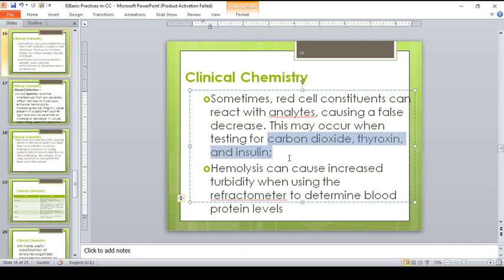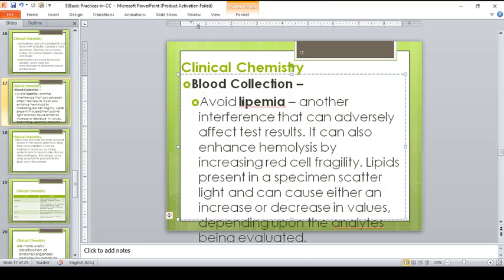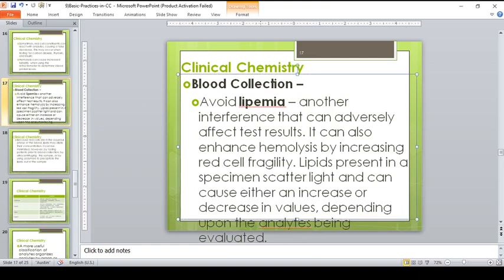Hemolysis can cause increased turbidity when using the refractometer to determine blood protein levels. So if you use a refractometer in measurement, that leads to increased turbidity naman. Okay, another, avoid hemolysis and avoid lipemia.